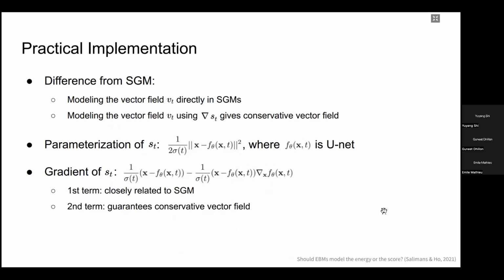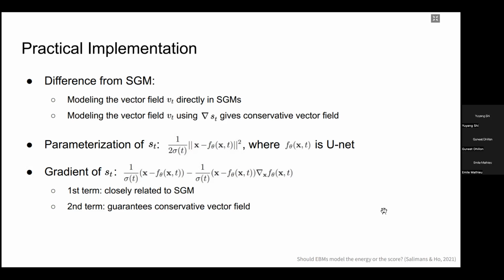And so in terms of practical implementations, this is indeed different from score-based models, standard SGMs, because we will learn the vector field on R^D directly in SGMs. And usually for images, we have like UNets, and basically the output dimension is exactly the same as the input dimension. But here, in this paper, they don't do that. Instead, they use the vector field using the gradient of a scalar function.